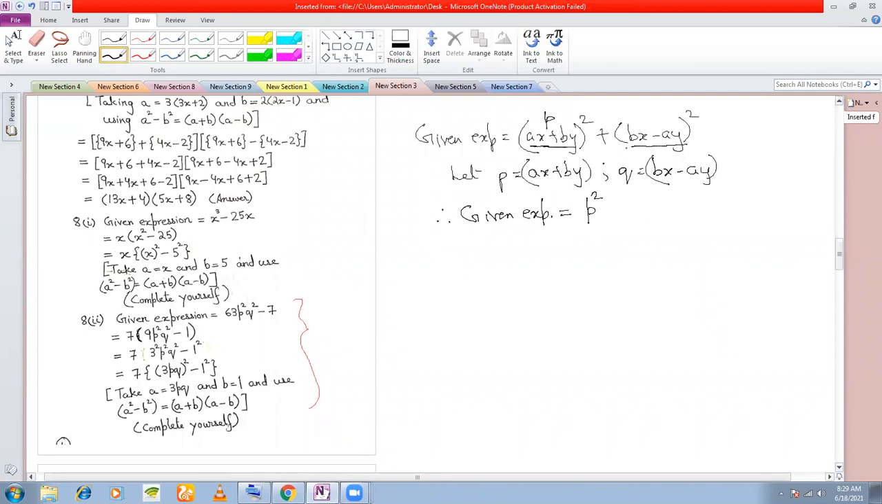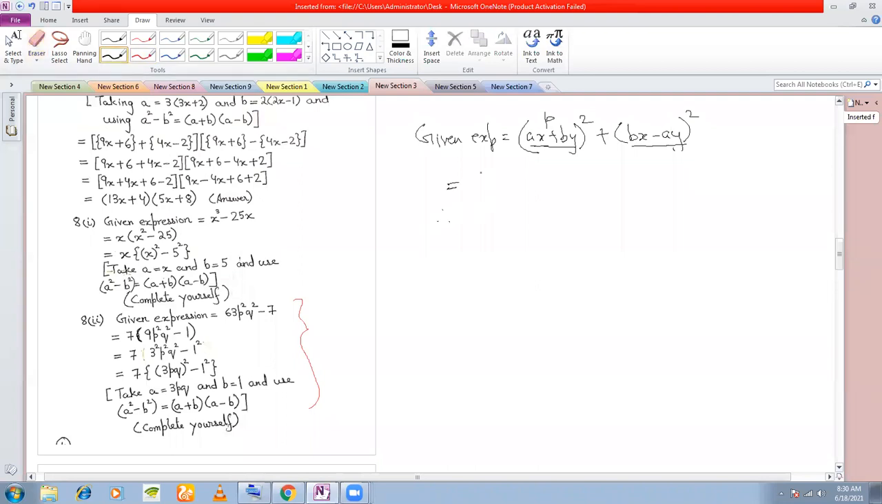Sir, it's (ax + by) whole square plus (bx − ay) whole square. I think I've shown you this. This is from the grouping of terms. I've already shown you this question. Anyway, this is not from difference of squares that I'm doing.